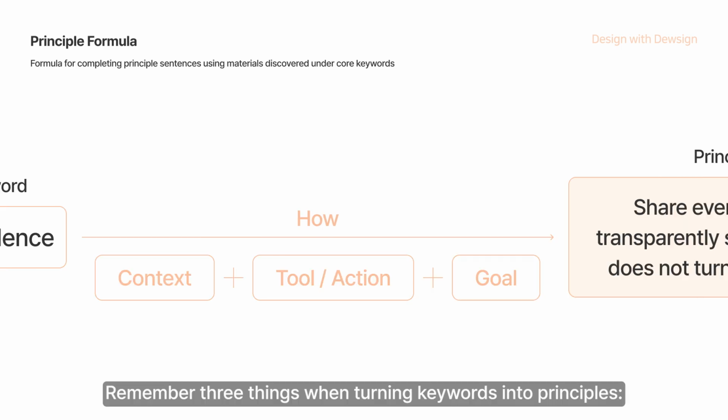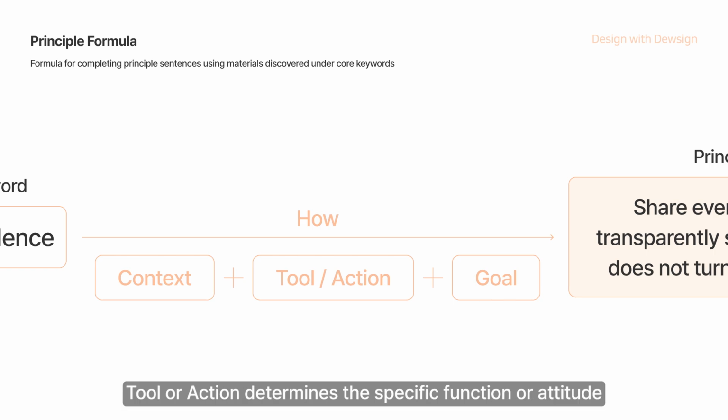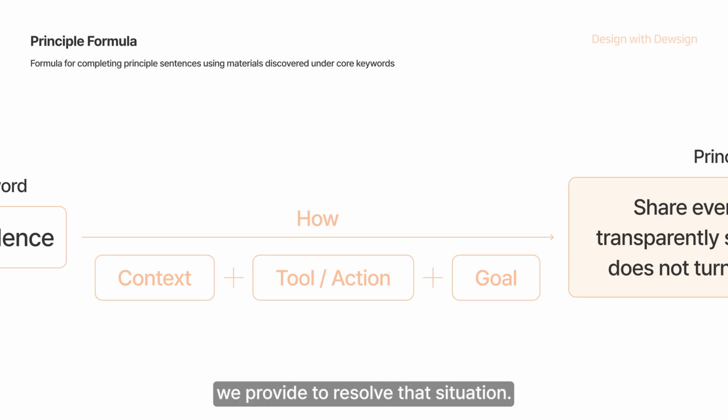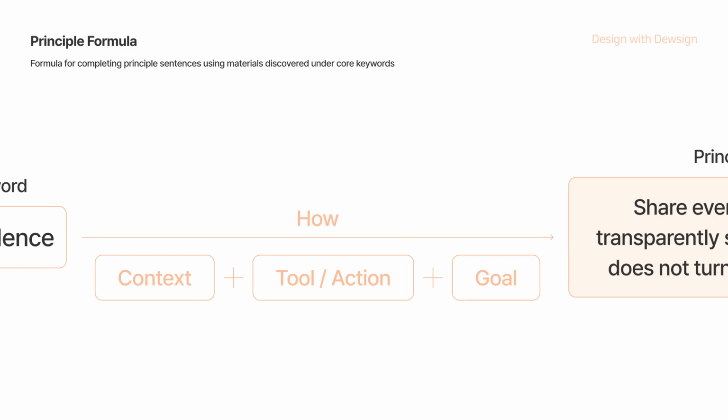Remember three things when turning keywords into principles: context, tool or action, and goal. Context defines the scenario where the user needs our principle. Tool or action determines the specific function or attitude we provide to resolve that situation. Goal contains the final value we want to deliver to the user through this action.